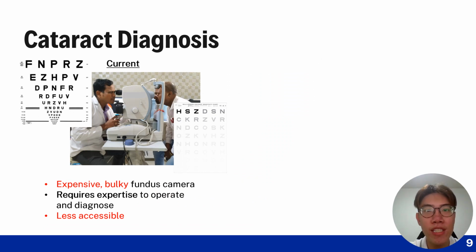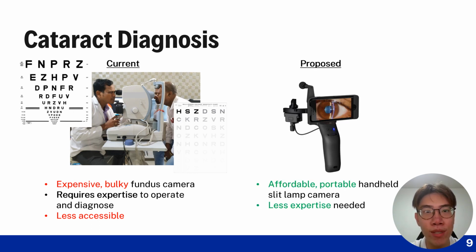Currently, ophthalmologists rely on eye charts and expensive fundus cameras for diagnosis, making accessibility a challenge. The proposed handheld slit lamp camera with a machine learning model addresses this by being affordable, portable, and requiring less expertise to use.